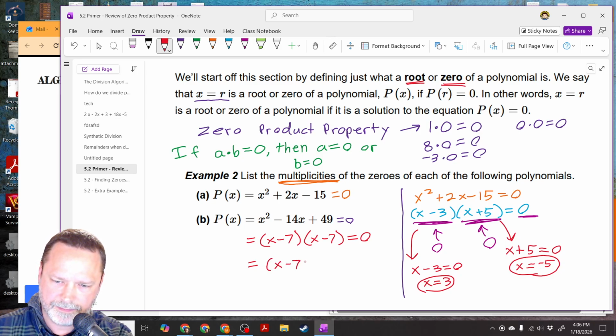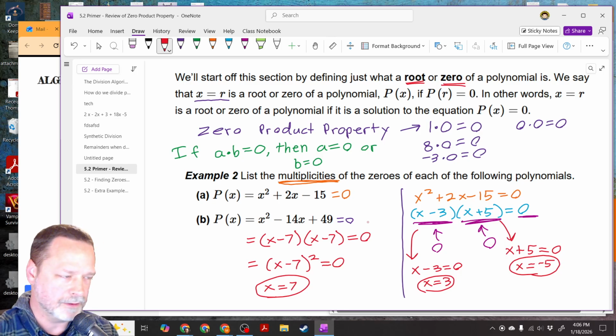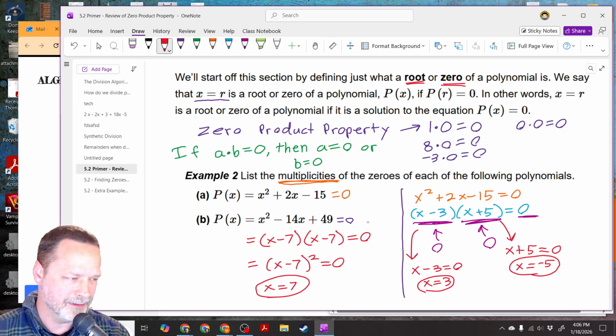So I'm going to simplify this here. X minus 7 squared equals 0. So x equals 7. And here we would say 7 is a root, 7 is a 0 of our expression here. We would also say it has a multiplicity of 2 because it was a root twice here, as you can see. So there's our quick little review on the zero product property, and that's how we always solve these quadratic equations.